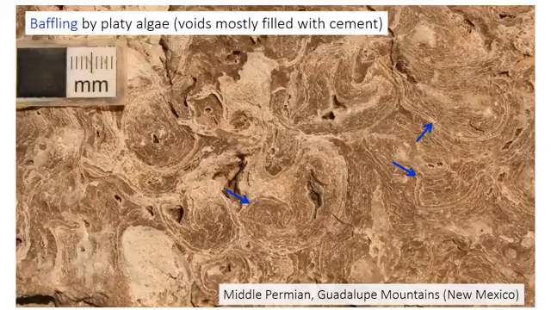So here's a Permian example of a reef where baffling organisms dominated. The spiral, sort of platy features that you can see highlighted in a few places by the blue arrows are platy algae that trapped sediment, the light brown areas, and then the void space in between the algae was mostly filled with concentric layers of cement.